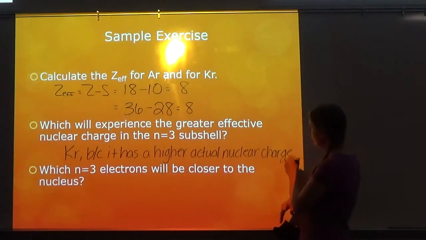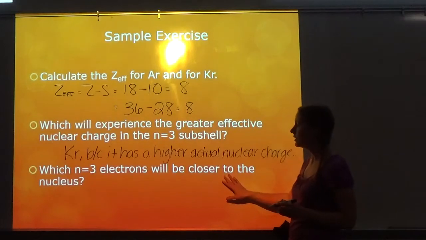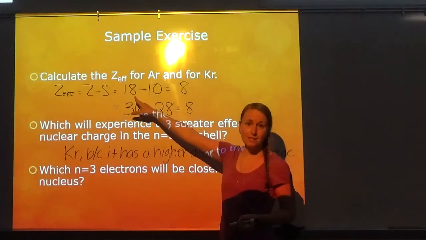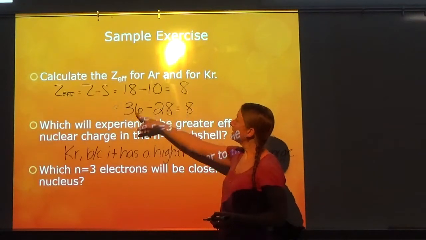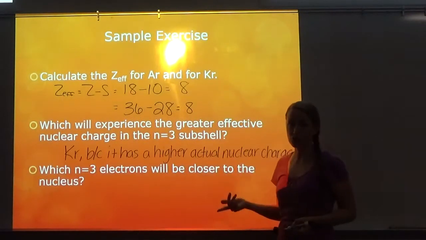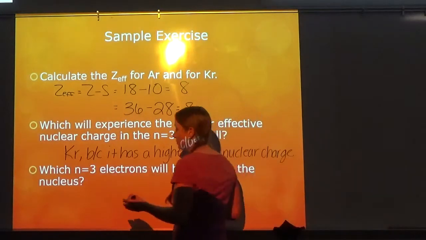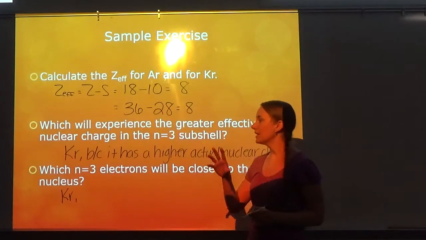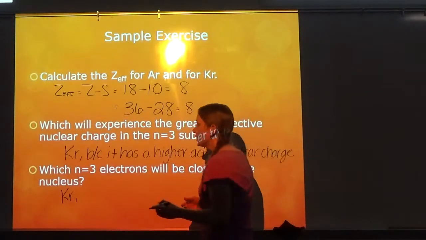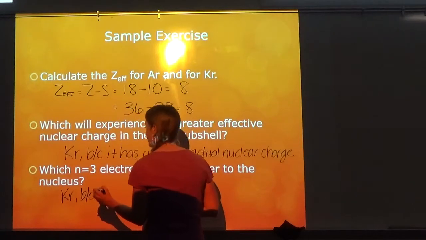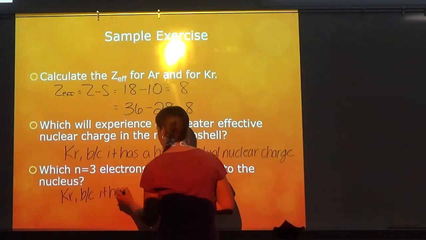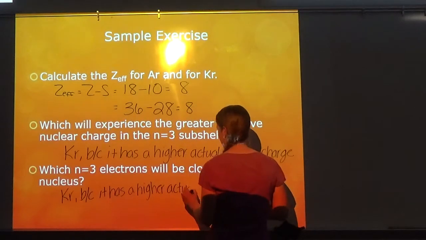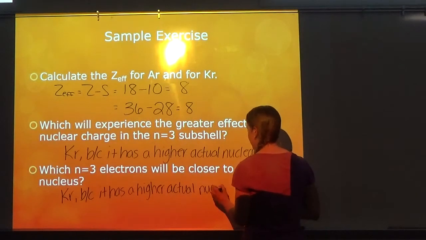Then it says which N equals 3 electrons will be closer to the nucleus. Well, again, argon only has a nucleus with a positive 18 charge. Krypton has a nucleus with a positive 36 charge. So again, N equals 3 electrons just means the electrons in the 3rd energy level. So krypton again would have the closer electrons, and again it's because it has a higher actual nuclear charge. So its nucleus is much more positive.